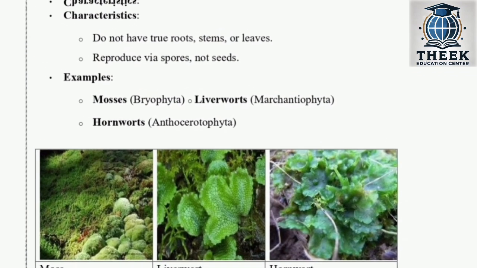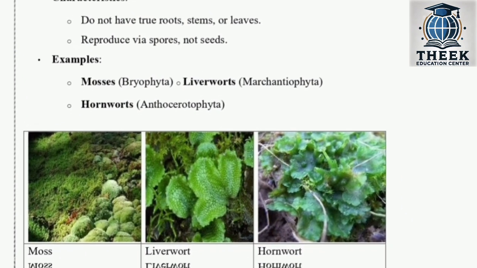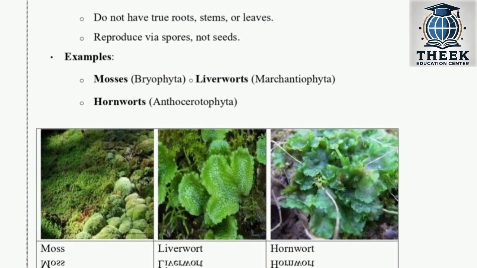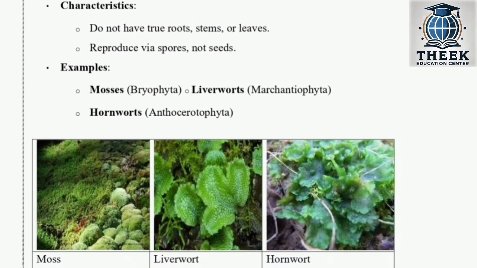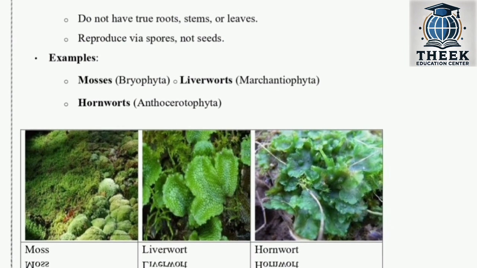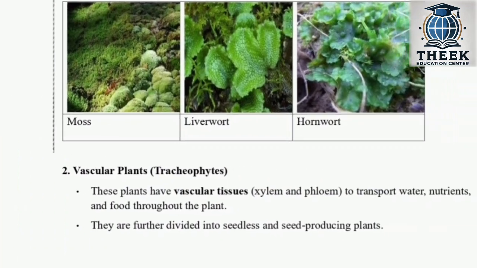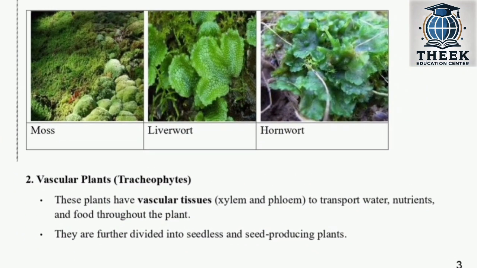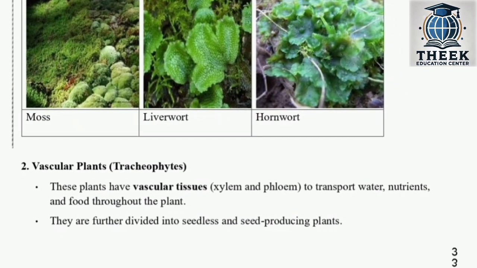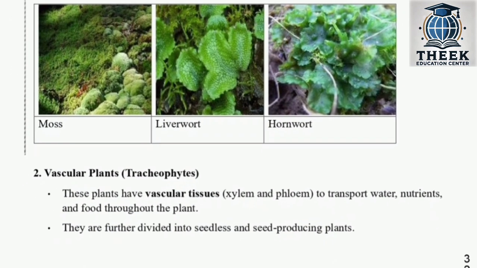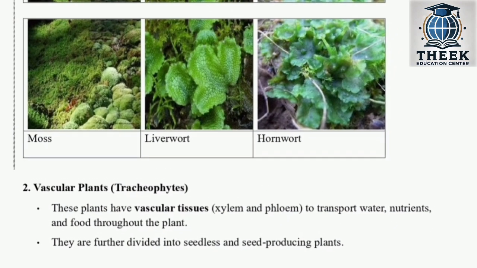Examples of such plants here, we have what we call the mosses. Mosses, that is the Bryophyta. We have the liverworts, also under the division Bryophyta. We have the hornworts, Anthocerotophyta, which is also a branch of Bryophyta. So you can see the photographs there. We have the moss, the liverwort, and the hornwort. So the environment can also dictate where they grow. They grow in water areas or in moist environments.